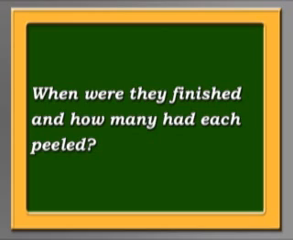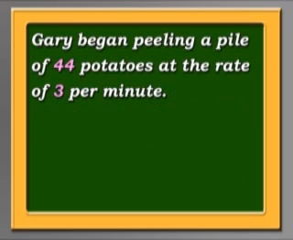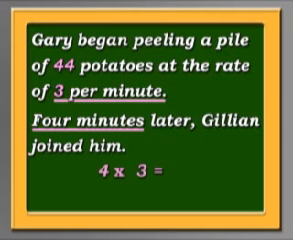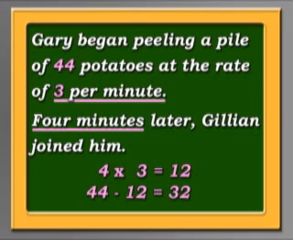Looks complicated? Not at all. Gary began peeling a pile of 44 potatoes at the rate of 3 per minute. 4 minutes later, Gillian joined him. That means he was peeling for 4 minutes at the rate of 3 a minute. 4 times 3 is 12, so he had already peeled 12 potatoes. 44 minus 12 is 32. Now there are 32 potatoes left to peel.